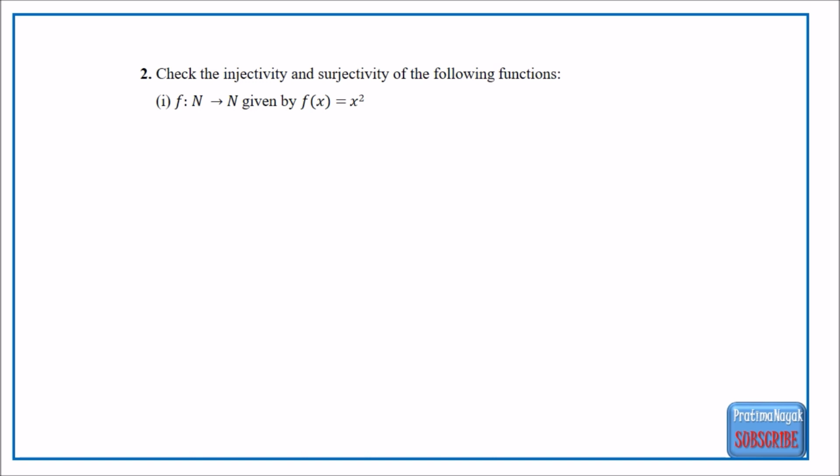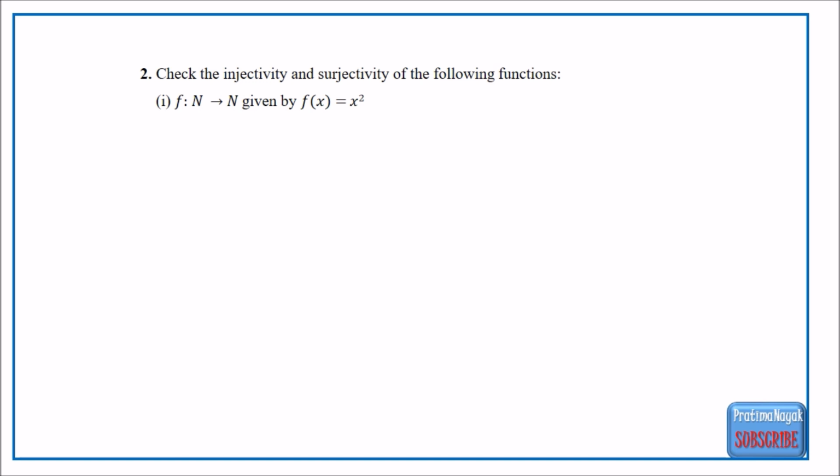It has many parts. First part is: check the injectivity and surjectivity of the following functions. If you have seen the previous videos, you must have learnt what is injectivity. It is one-one function. To prove one-one, we take that if f(x1) is equal to f(x2), then this implies that x1 is equal to x2, then it is an injective function. And for surjectivity, we test whether it is onto or not onto. For onto, we have to see that for every y belonging to the codomain, there must be an x in the domain. Based on this, the whole question is framed.